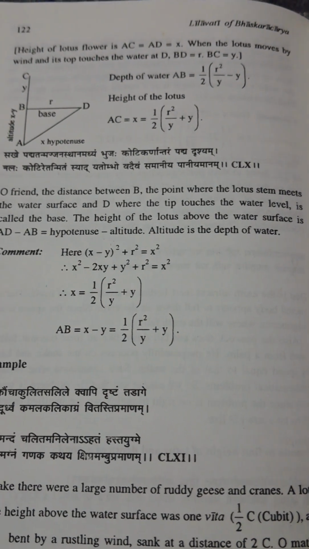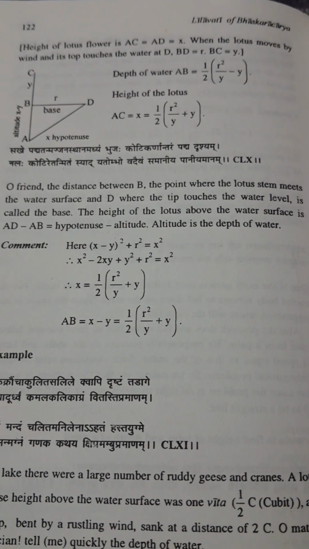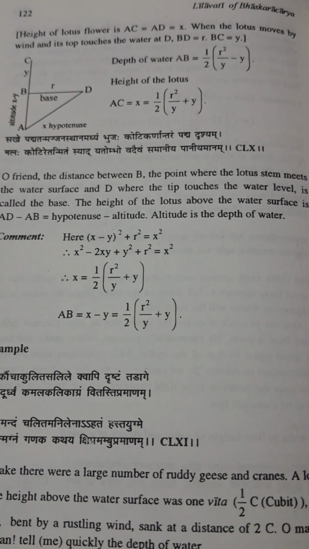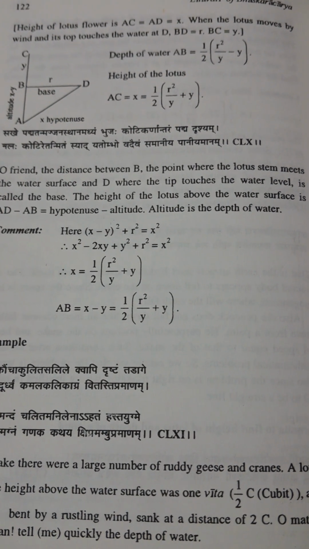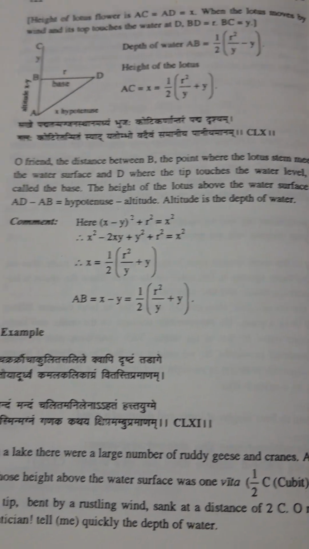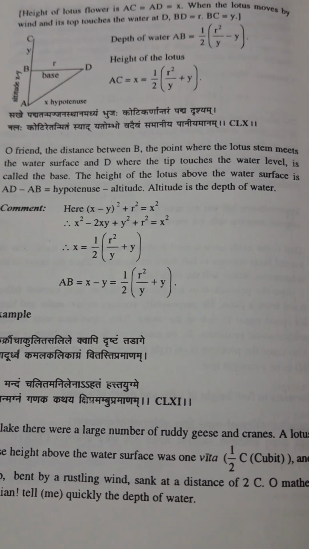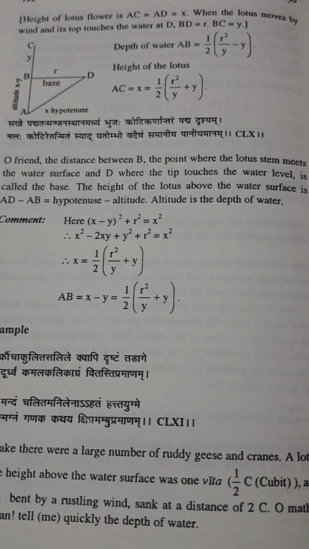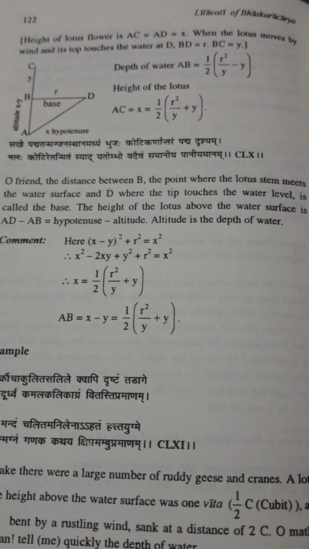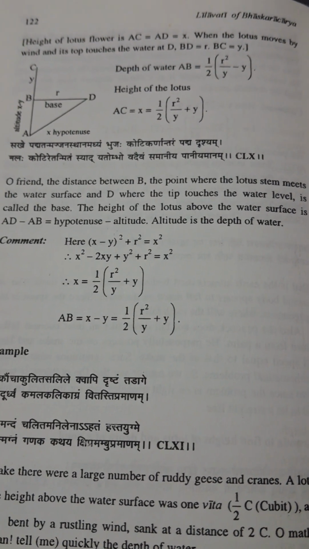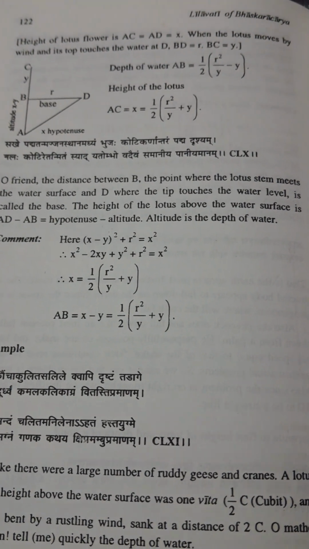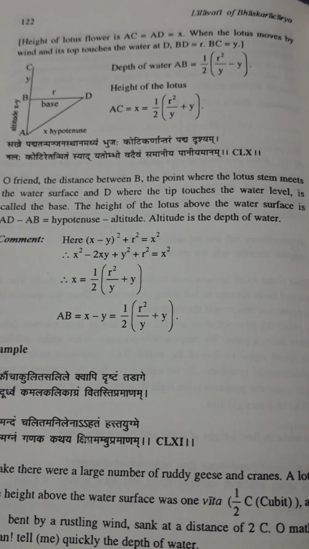BC is taken to be Y. BC is given. So you are given Y and R. You have to find out AC. So that is AD, which is X. So X minus Y and R, X, they form a right angle triangle. X is the hypotenuse. So that way we get the depth of the water is half into bracket R square upon Y minus Y. Height of the lotus is AC equal to X, half into R square upon Y plus Y.